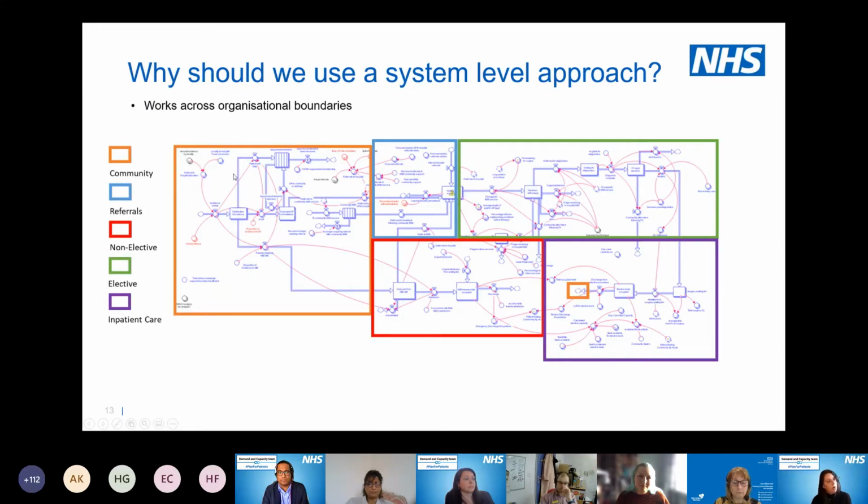So just to show you what the model can take into account, if you were to model everything, you could cover community, non-elective, elective and inpatient care, and you'd then also think about where your referrals come from. So it looks fairly complicated, and this is why I say it takes some time to get together and agree what the actual pathways are. But you can create the flow chart, and then the model can build that pathway for you.